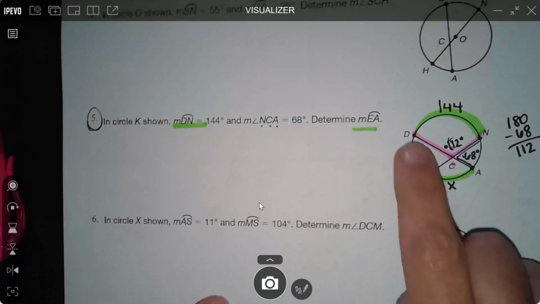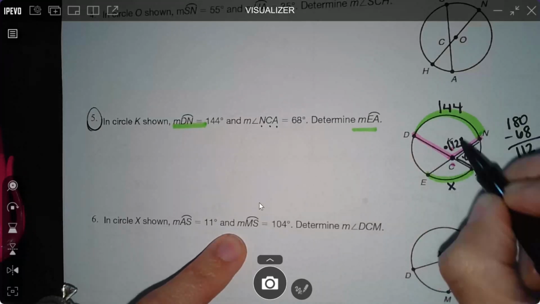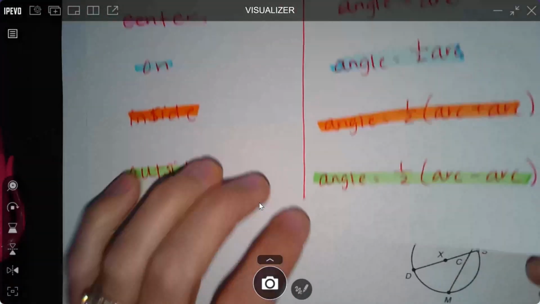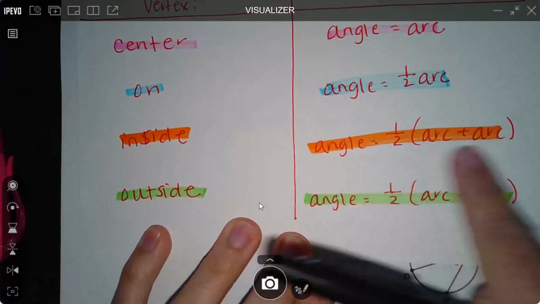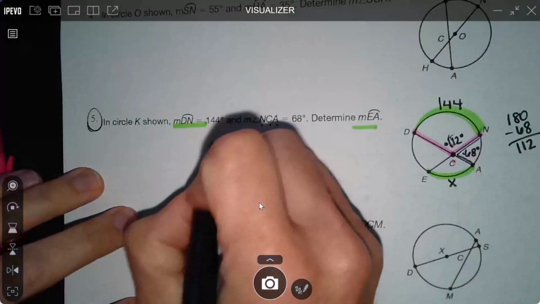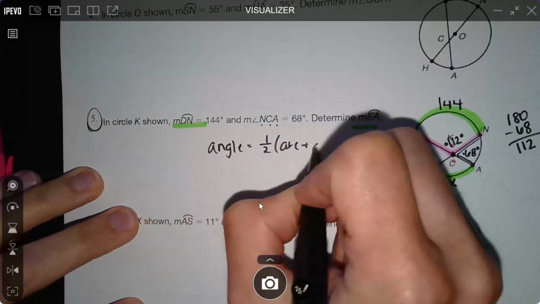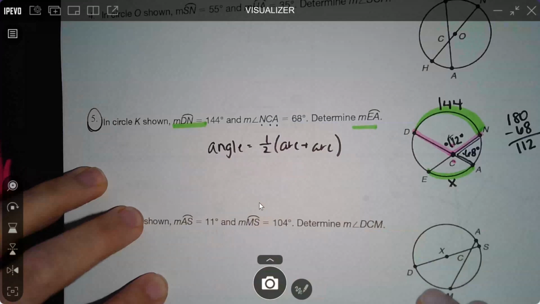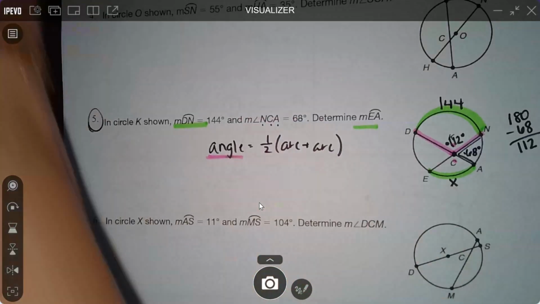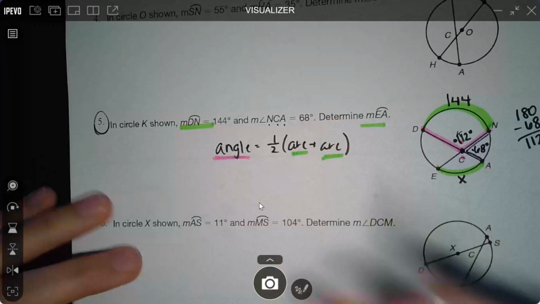So the pink angle is my angle, and this vertex right here is somewhere inside your circle. So I'm using this formula, and I'm going to write it down: angle equals 1/2 arc plus arc. Now we're going to plug everything in. The 112, the pink, is the angle. The 144 and X are your arcs. So it's going to look like this.